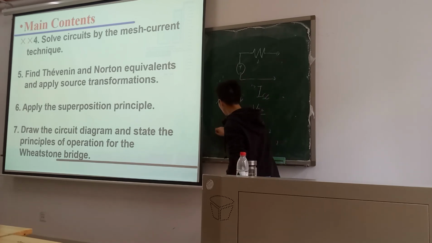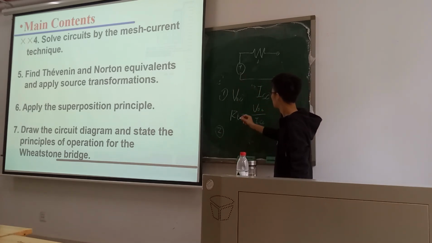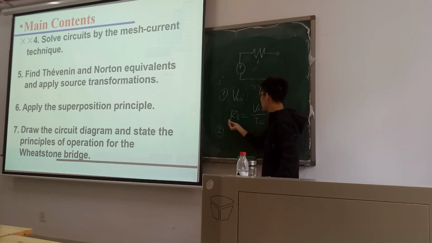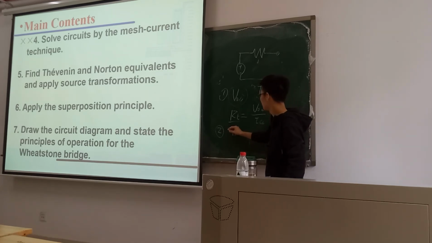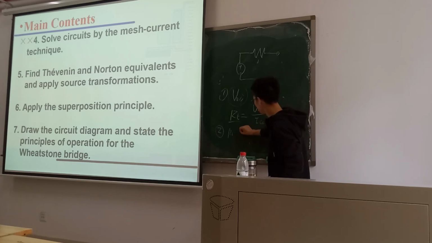And the second method is to get the VOC if it is the Thevenin equivalent. If it is Norton, you get the ISC first. And how to get the resistance? You can zero the source and get the RT directly by the resistance in series and in parallel, right? Equivalent. And the third maybe is the most convenient one.